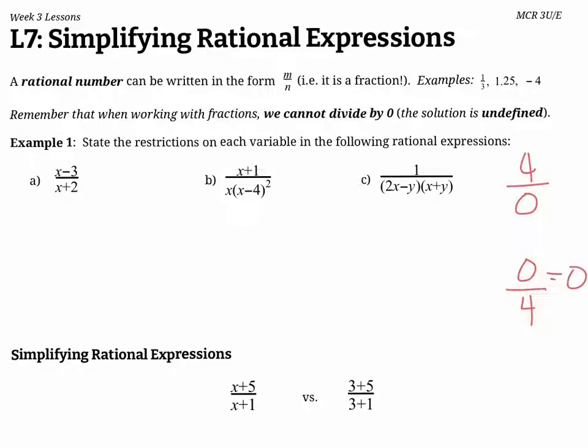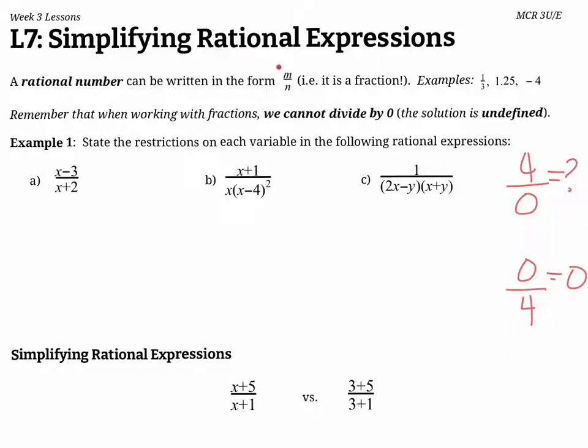So 0 divided by a number, we can understand what happens there. But what if we have 4 Smarties divided by 0 people? What happens to that? You might think, oh, well, there's 4 Smarties left. But if we take 4 Smarties and divide it by one person, that's how we get 4. So what is 4 divided by 0? We have no idea. So we cannot divide by 0. When we do, the solution is called undefined. So that's the most important rule when we're dealing with rational numbers.